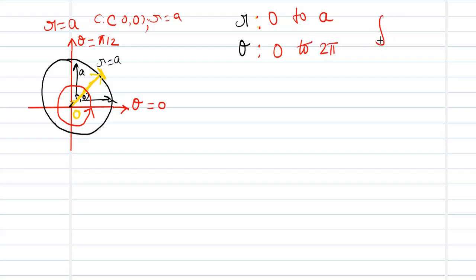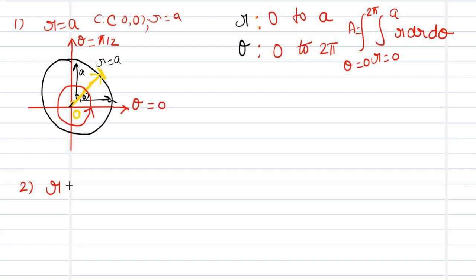So the area of the circle can be measured as r varying from 0 to a, theta varying from 0 to 2 pi, r dr d theta. Now let us move to the second curve.